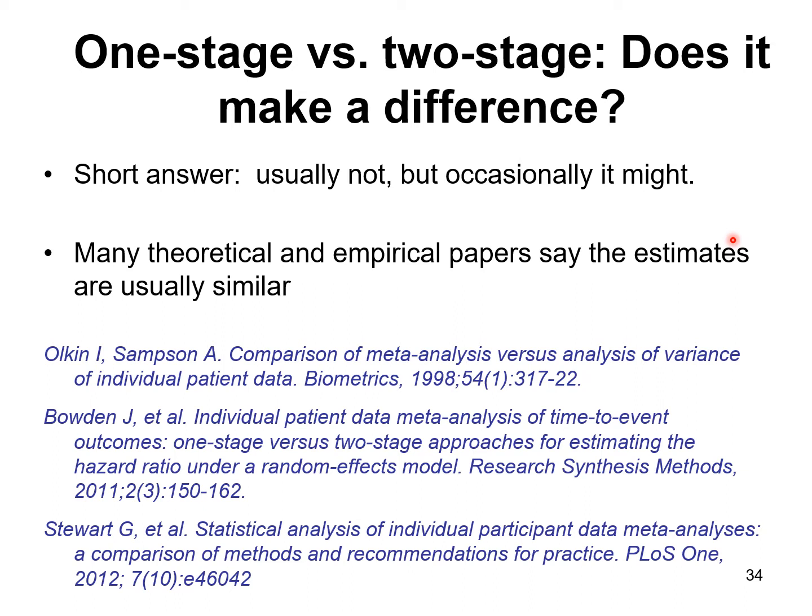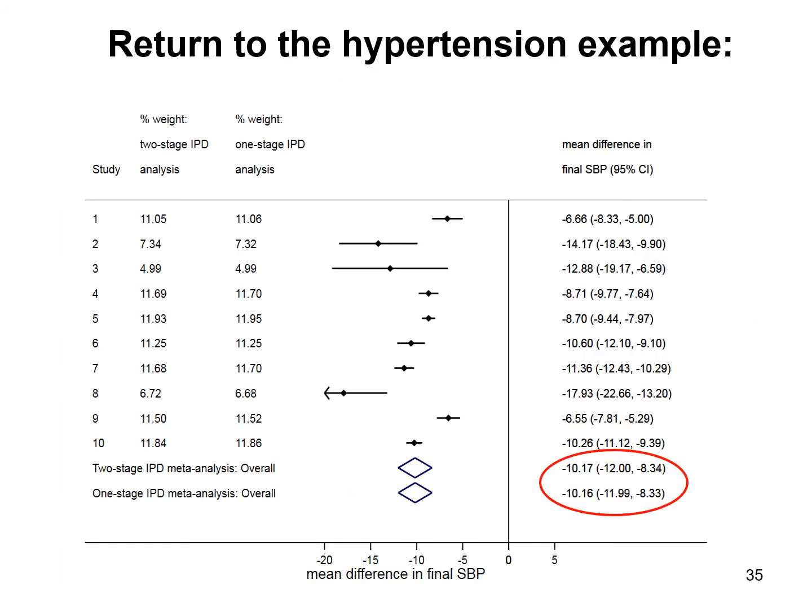The reason for that recommendation is that usually the results from a one-stage and a two-stage meta-analysis are going to give you the same, identical, or very similar results. Many theoretical and empirical papers say that the estimates are similar, so there are some references there to look at. Remember the hypertension example earlier? We used REML estimation in both one-stage and two-stage. We stratified in the one-stage all our nuisance parameters by study. We used a random effects meta-analysis in both analyses. We get basically the same results. So there's no difference between one-stage and two-stage.